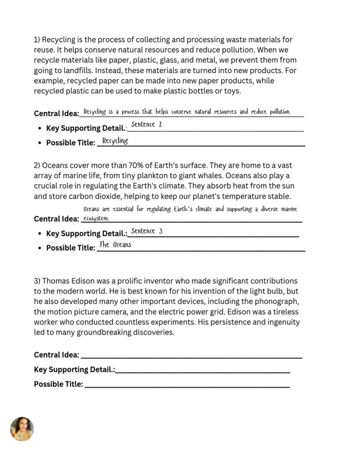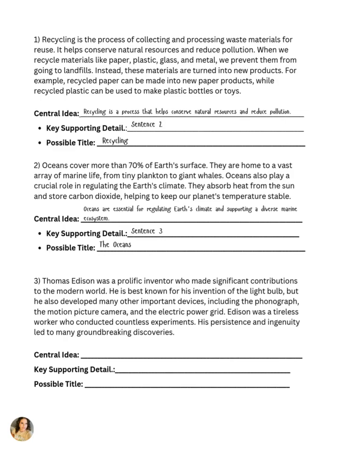Thomas Edison was a prolific inventor who made significant contributions to the modern world. He is best known for his invention of the light bulb, but he also developed many other important devices, including the photograph, the motion picture camera, the electric power grid. Edison was a tireless worker who conducted countless experiments. His persistence and ingenuity led to many groundbreaking discoveries.